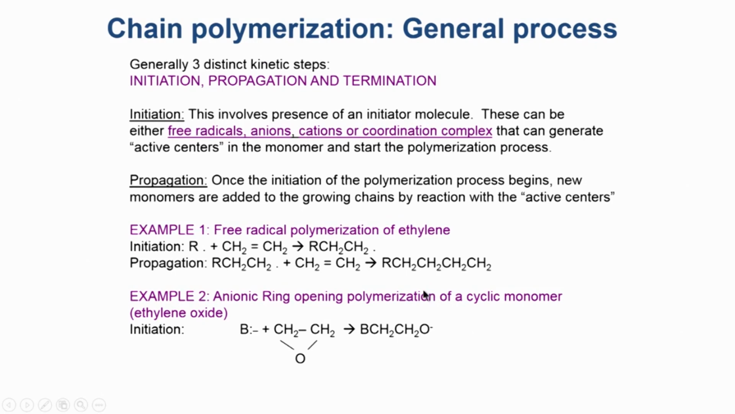So, chain polymerization, some general process. Generally there are 3 distinct kinetic steps. We already talked about initiation, where you have that initiator molecule reacting with a monomer. So this is an initiator. This generally results in generation of some free radicals or anions, cations, or some other kind of complexes, which are the active center. These are the reactive sites that are going to go find another monomer and react with it. So this is the initial phase. If you want to start a chain polymerization, you will have to add a certain concentration of initiator to it, so that these initiation reactions can occur.